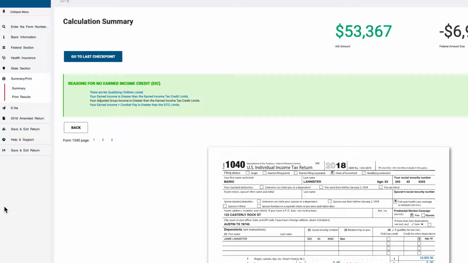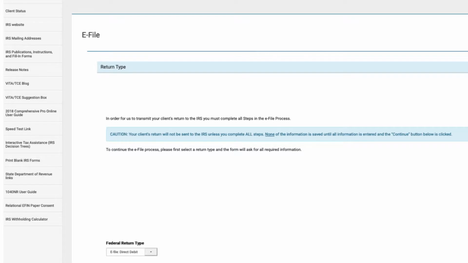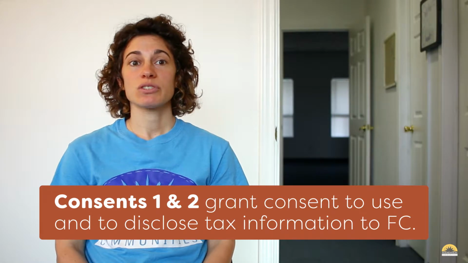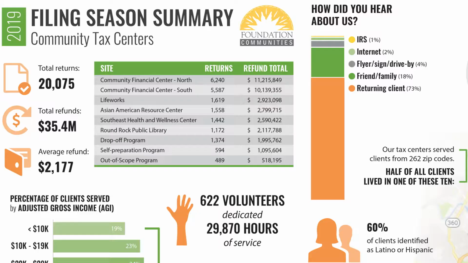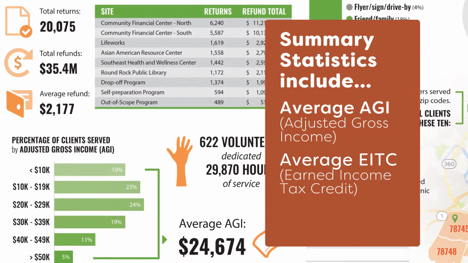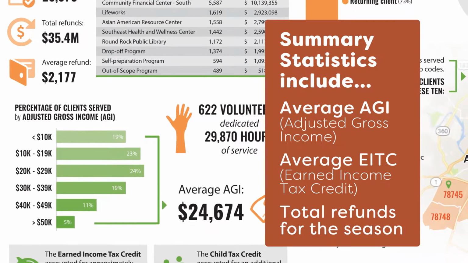There are currently 3 consent questions in the tax software, which you'll find on the e-file page below bank information. The first 2 questions go together, and they grant consent to use and to disclose tax information to Foundation Communities. The IRS places restrictions on who FC can share its annual summary statistics with. This includes data like average AGI, average EITC amount, and total refunds for the season.